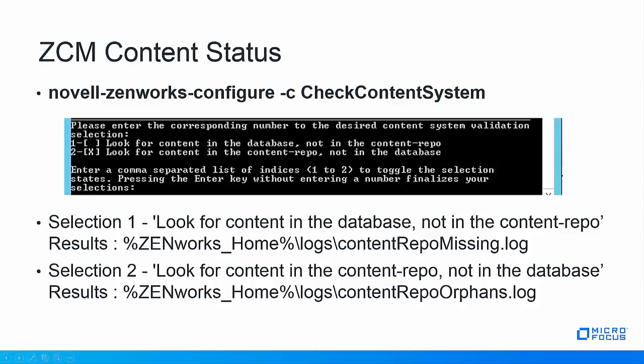logs directory on that primary server or satellite server. The log will be labeled content-repo-missing.log. For selection 2, look for content in the content repo not in the database. If this is selected, it will report content found in the content repo that doesn't exist or match the checksum compared to what's in the database. And again, the results will be shown in the content-repo-orphans.log in the logs directory on that primary or satellite server. This will only report the mismatches in the log files. It won't update the database.